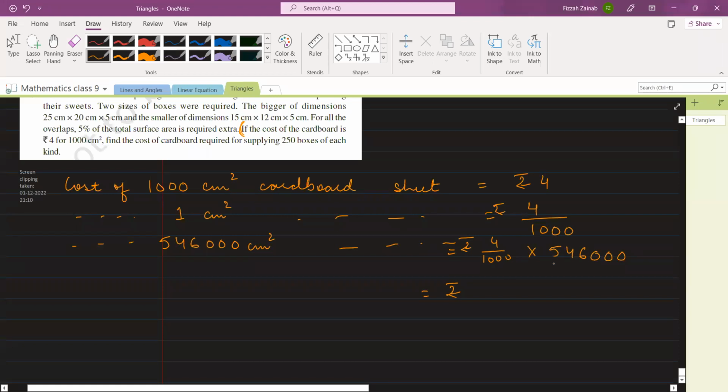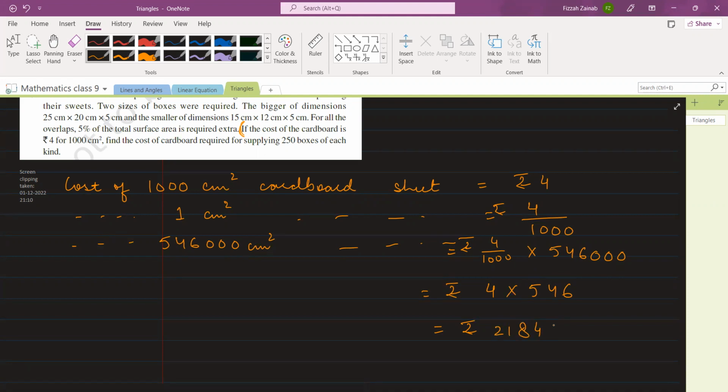Now all the 30 will cancel out. It will be simple 4 into 546. And this is equal to rupees. So 4 into 6 is how much? 24. Carry 2. 16 and 2 is 18. Carry 1. 20 and 1 is 2184 rupees I'm getting. So this is the cost of cardboard sheet required for 250 such boxes of each kind. Done, ma'am. Okay.